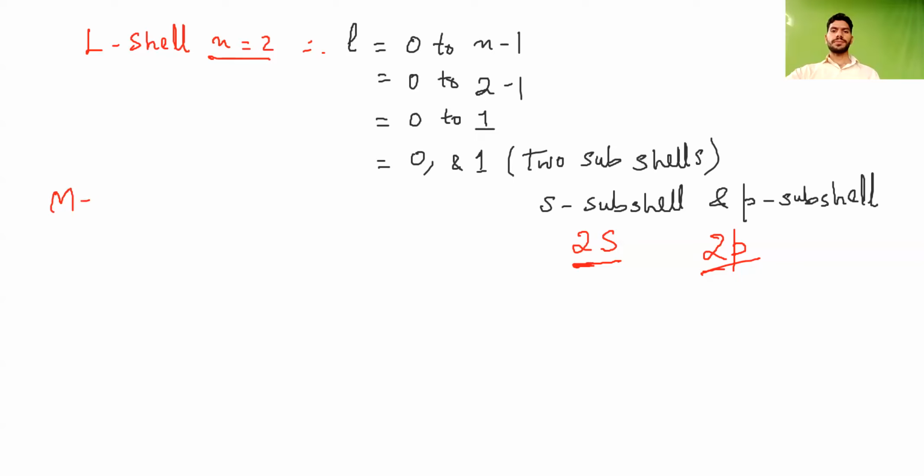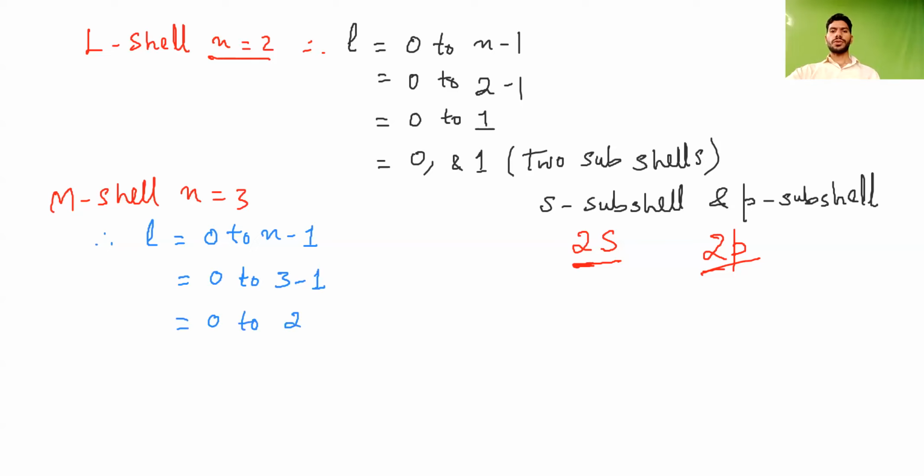That's your M shell. So for M shell, what is the n value? The n value is 3, isn't it? So therefore the l value will be 0 to n minus 1. I hope you can now calculate yourself, right? So that is 0 to 3 minus 1. So what is 0 to 3 minus 1? That is 0 to 2. And what is 0 to 2? That means there is 0, and then there is 1, and then there is 2. So that means there are 3 subshells. There will be 3 subshells in case of M shell.